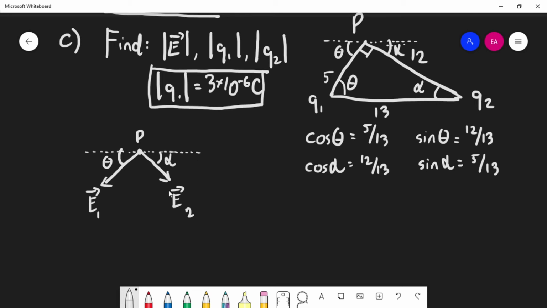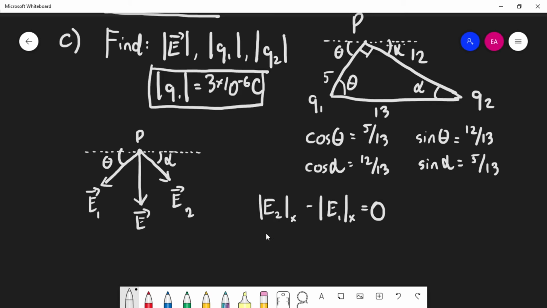Now since both of them are angled, we should separate them into their appropriate components. Now we know that this is E total. It's only in the negative y direction, so x components should be cancelled. So here we see the magnitude of E2 in the x component minus the magnitude of E1 in the x component should be equal to 0. Now let's try to solve that first.